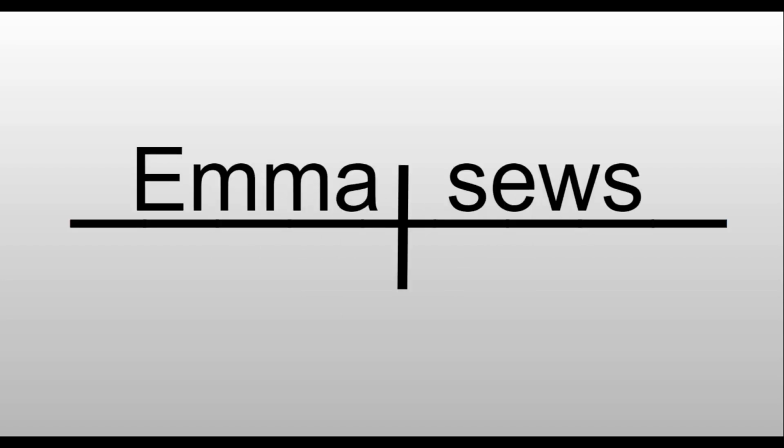Okay, let's do another sentence. Emma sews. Okay, so Emma is the noun or the subject of the sentence, and sews is the verb. So Emma sews. This is how it should look when we diagram it. We'll go ahead and do another one. Cows moo. So the noun of the sentence is cows. And then what they do, the verb, is moo. So this is what it should look like when we diagram it. Cows moo.